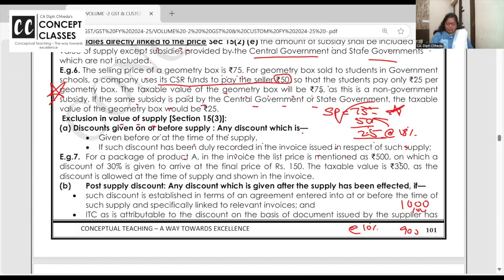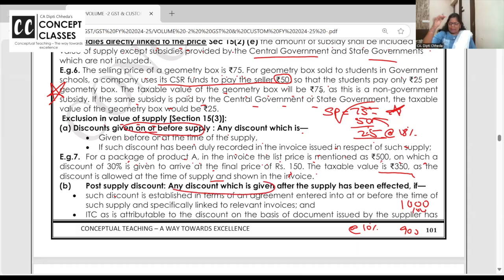Next is post supply discount. Okay, let us take one example. For a package of product A in the invoice, the list price is 500, on which a discount of 30% is given. Taxable value is 350 and the discount is allowed to be deducted. Followed or not?